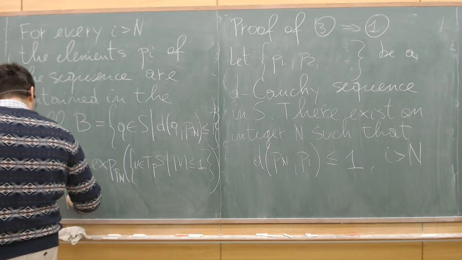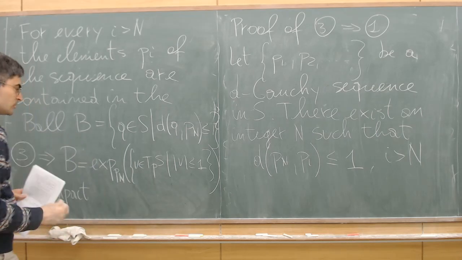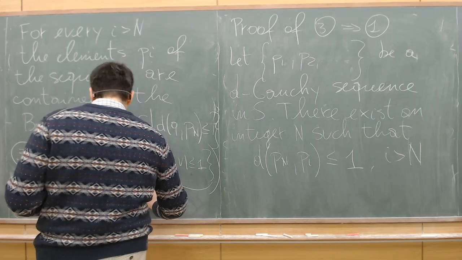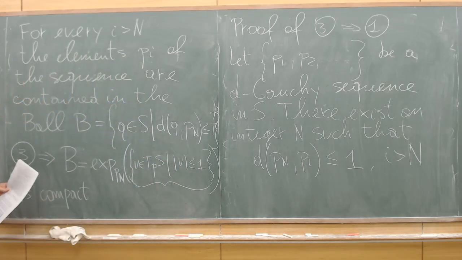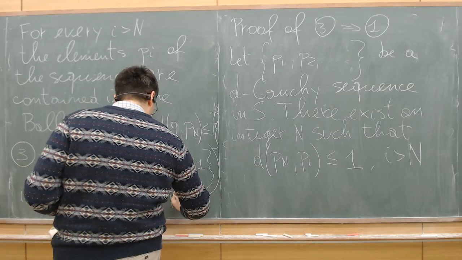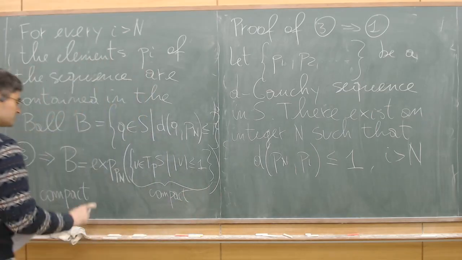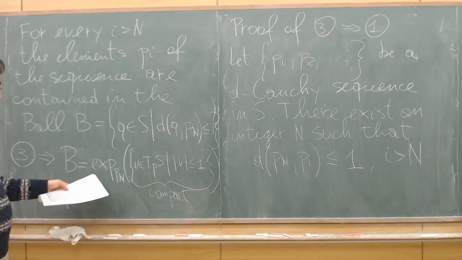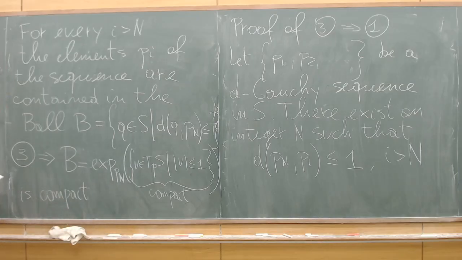Why? Because this is a closed disk in R2 which is compact. And the exponential map is smooth and in particular continuous.